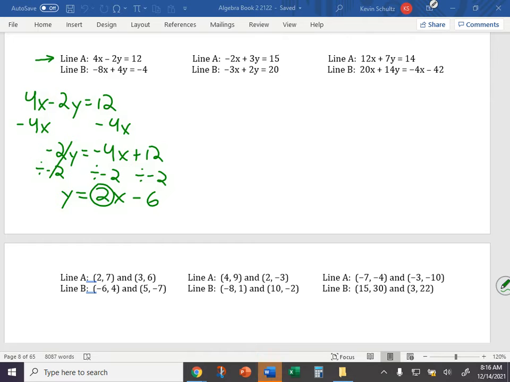So now we go to line B, and we kind of do the same thing. Line B is negative 8x plus 4y equals negative 4. And maybe some of you are at the point where you can do this moving and dividing in your head. If you can, great. I still want to see the work though. To convert this into slope intercept form, we're going to add 8x to both sides. That gives us 4y equals 8x minus 4.